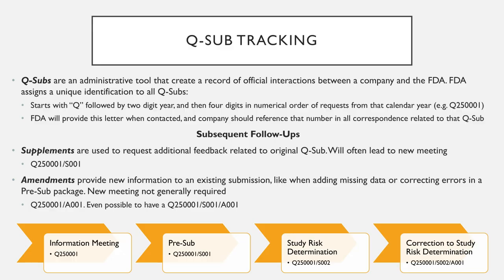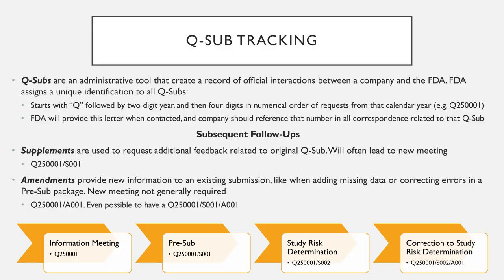Now, one of the reasons they're called the Q-sub process is that the tracking tool always starts with this Q letter. And forgive me, I tried spending a good amount of time figuring out why it's the letter Q. I don't know. But whenever you start and initiate that process, you're going to be given a Q-sub tracking number that starts with Q and then the 2-digit year followed by a 4-digit numerical sequence that just comes in the chronological order of the requests that were received from that calendar year. So for instance, Q2500001 represents the very first Q-sub communication process within 2025 with the FDA that year.